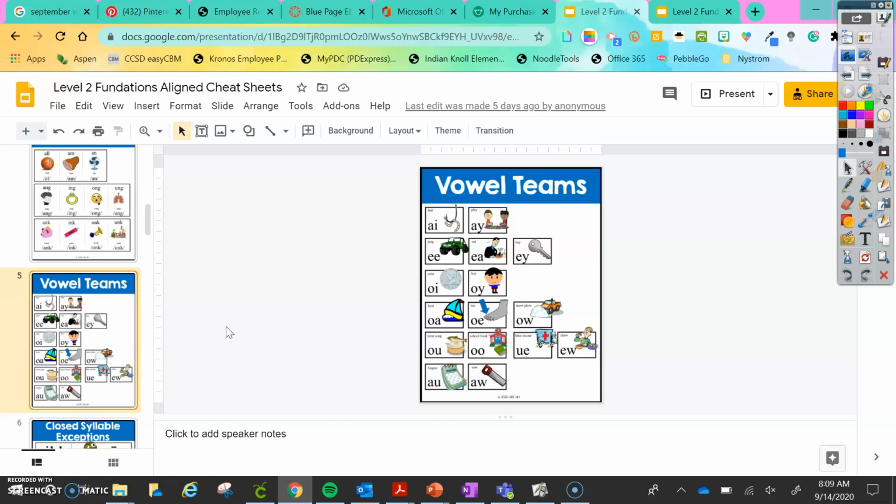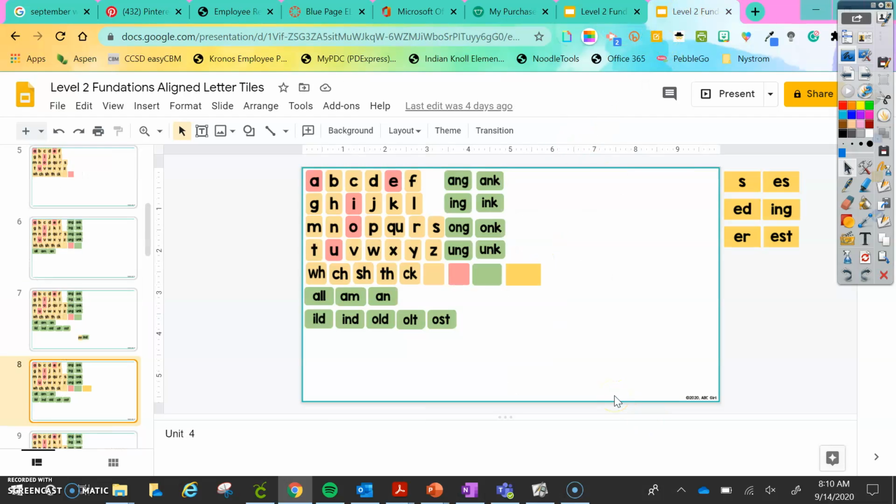And then we also have some of our vowel teams right here. We're going to go over the first two rows. We have A-I, bait, A; A-Y, play, A; E-E, jeep, E; E-A, eat, E; and E-Y, key, E. Okay, so this week we're also going to be talking about base words and suffixes.